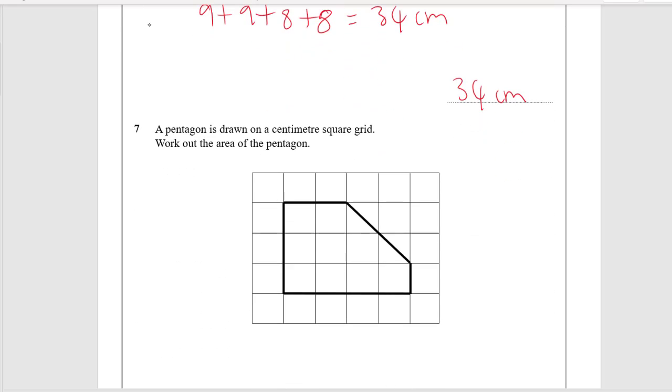A pentagon is drawn on a centimeter square grid. Work out the area of the pentagon. So we can see up to here all the full squares. So 1, 2, 3, 4, 5, 6. So we got 6 over here. We've got 2 full ones here. So 2. Over here, this is cut into half.